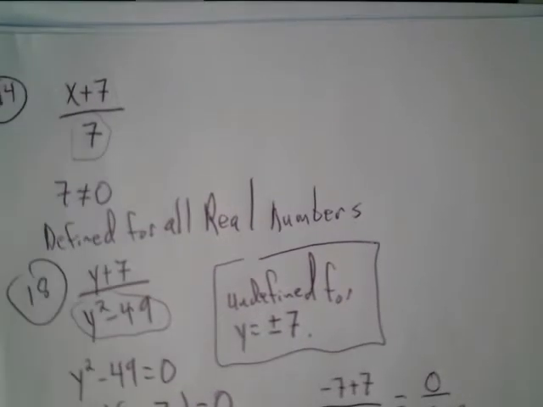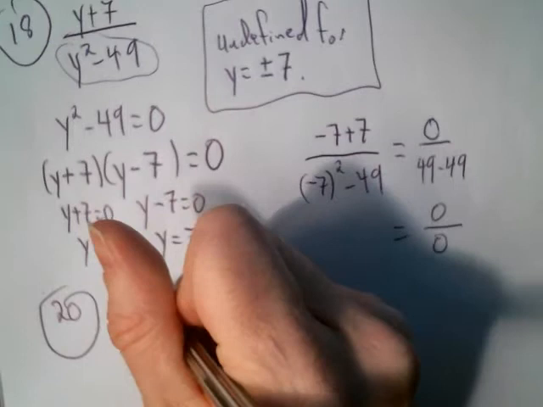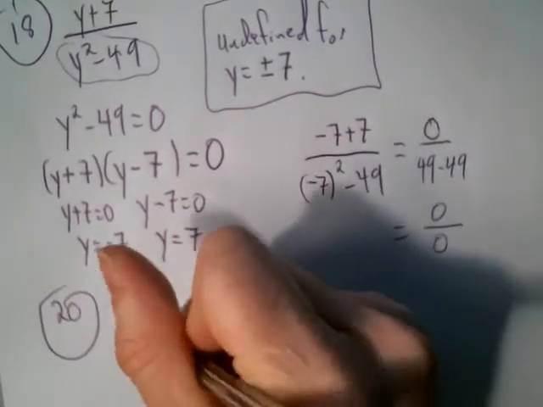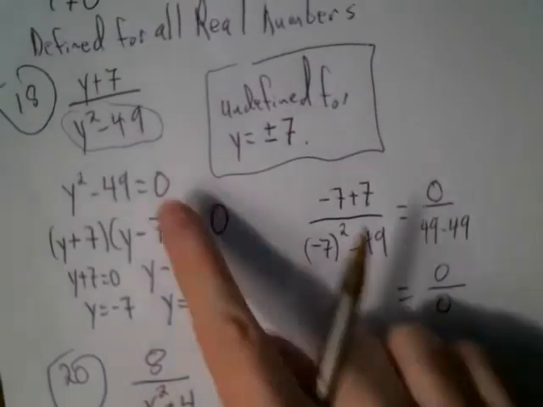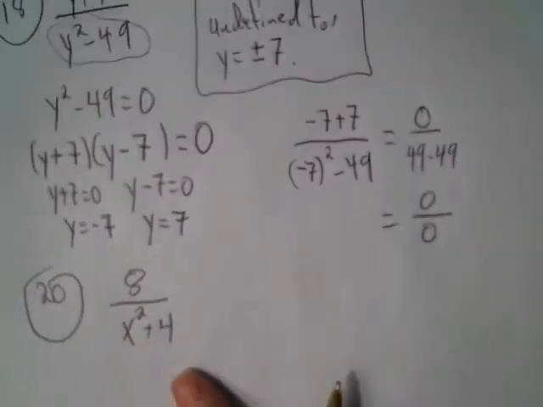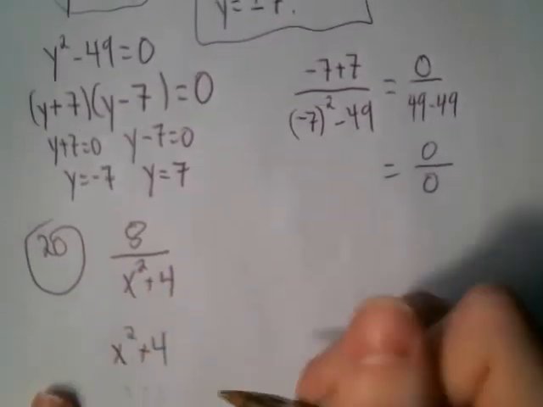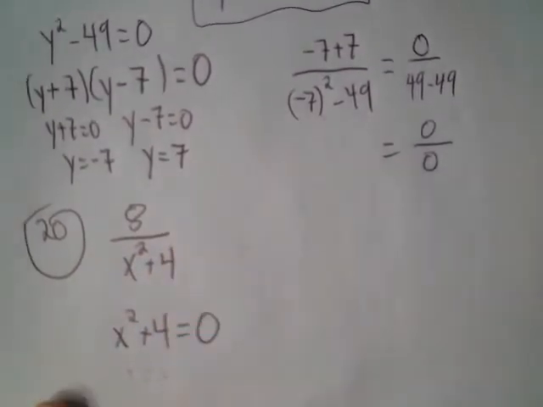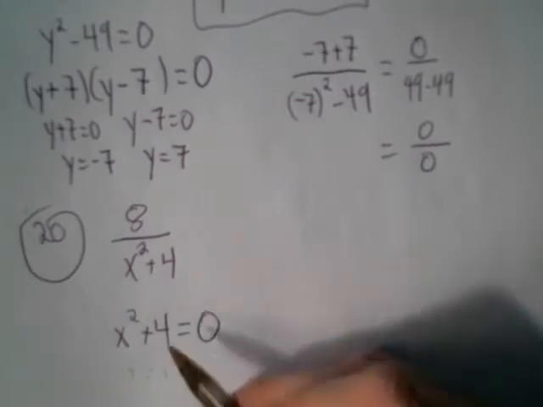Okay, let's look at one more. Is number 20. It's kind of another curveball. 8 all over x squared plus 4. Okay, so the previous guy was a difference of squares. This guy in the denominator is a sum of squares, and you may remember how that worked, or in this case didn't work, right? So we're not going to be able to factor this thing.